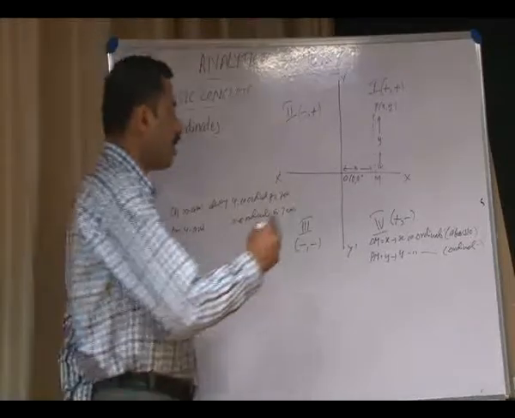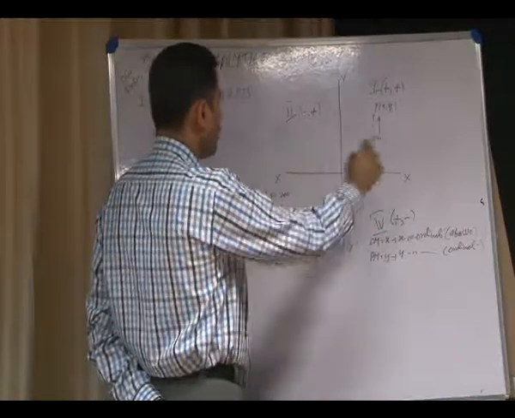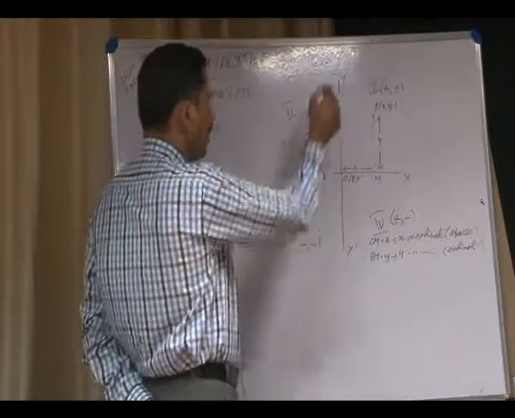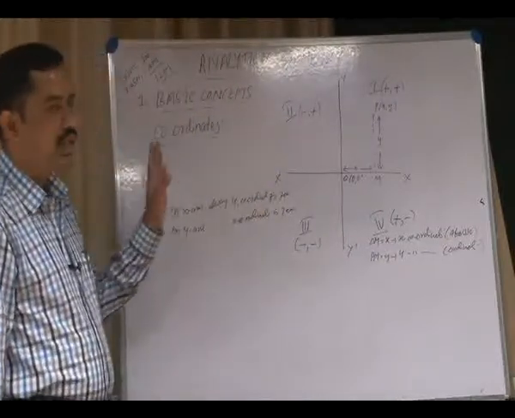Always the coordinates of the origin are 0, 0, and on the x axis the y coordinate is always 0, on the y axis the x coordinate is always 0. So, that is about coordinates of a point.